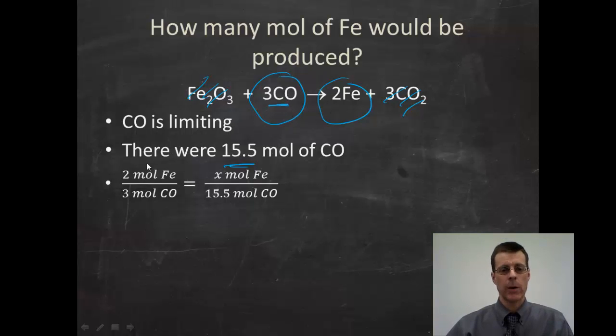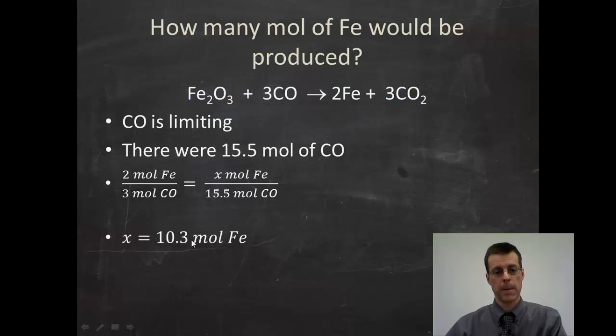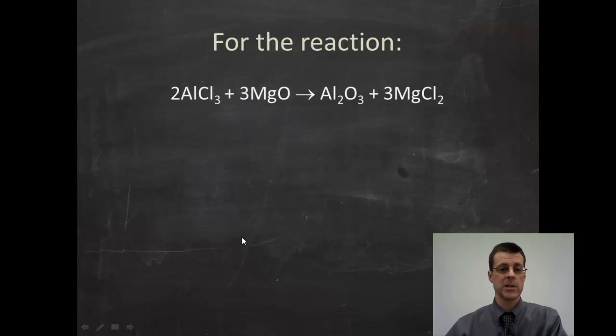So now it's the molar ratio. So I can make 2 moles of iron, balancing coefficients, from 3 moles of carbon monoxide. So then how many would I make if I had 15.5? So that's our middle step of stoichiometry. That works out to be 10.3 moles of iron. And if all we're doing is moles and moles, we're done. But let's layer it up.